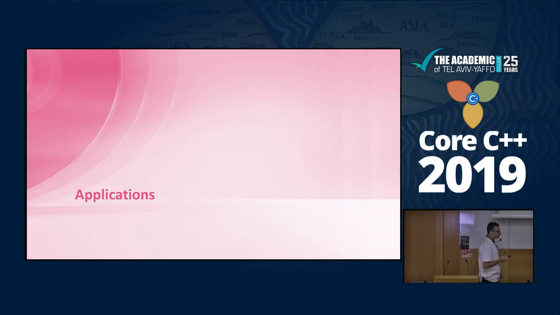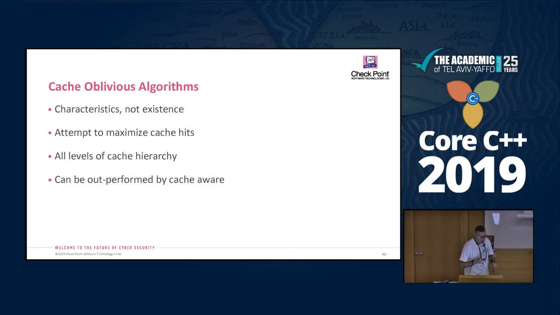Now let's look a bit at application, how we can write code that would be faster. So the first thing I want to talk about is cache oblivious algorithms. When we talk about cache oblivious algorithms, we don't mean that the algorithm is oblivious to the cache's existence. It's oblivious to its characteristics. And we try to minimize the amount of cache misses that we have. Now, given that it's oblivious to the cache characteristics, if it's good for one layer of cache, obviously it would be just as good for each other layer of cache.